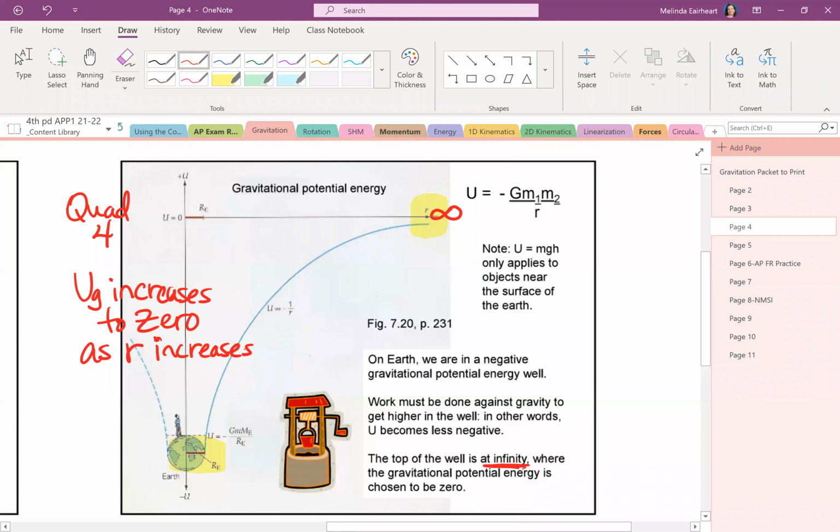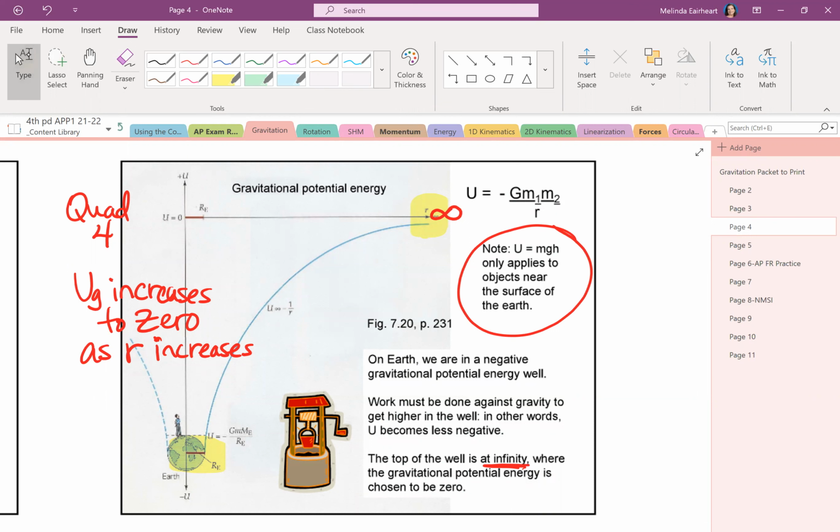As R goes up, potential energy should go up, but being in the denominator, it feels a little weird. So that negative is the focus. You're going to increase to zero. It's a little different, but it kind of makes sense. Potential energy starts at the surface of Earth with a negative magnitude, and it's going to increase to zero at infinity, far, far away. Okay? And so mgh is only used for objects near the surface of the Earth. Our new equation, the big G energy equation, is used for objects that are going to infinity.